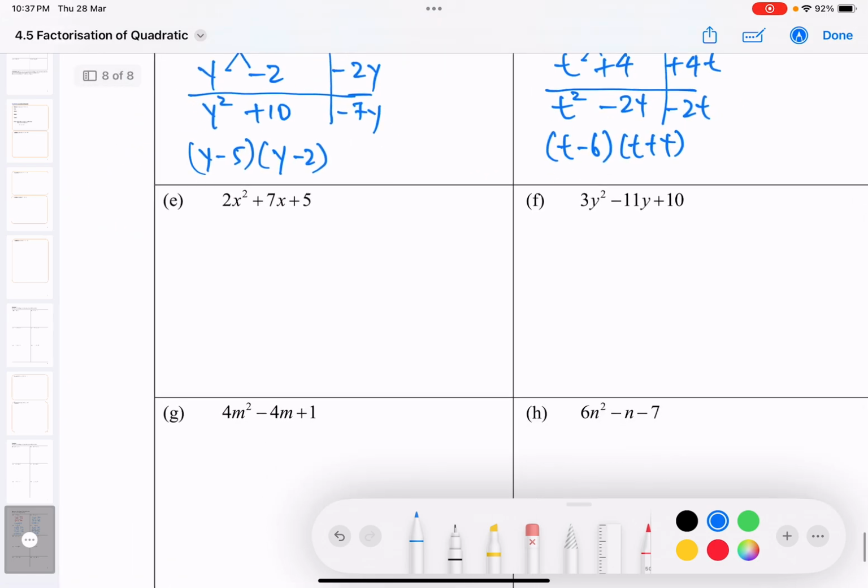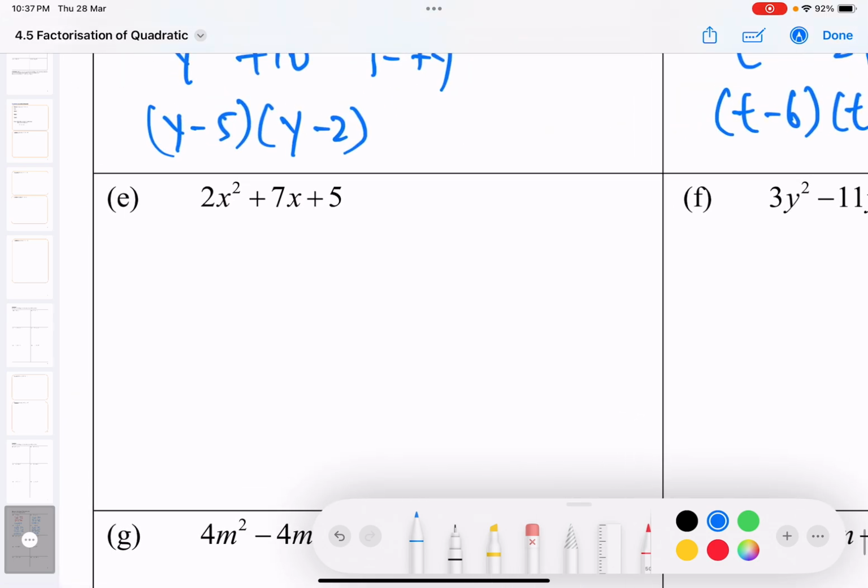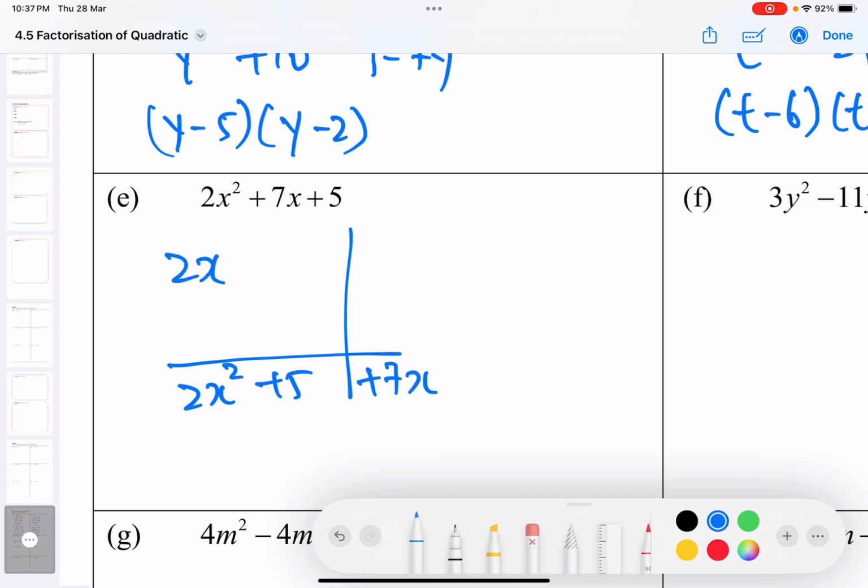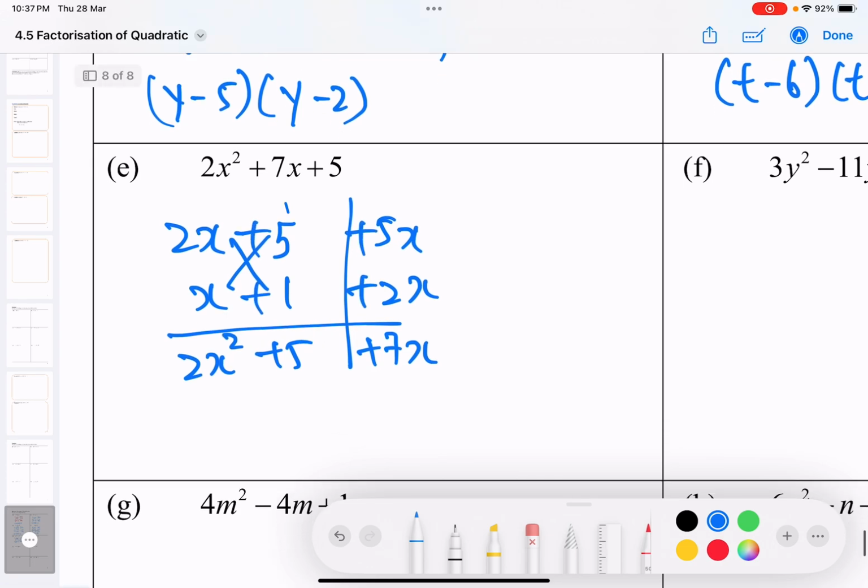Alright. Part E. This one I have a 2 now, so I need to be really careful about this. 2x squared plus 5 plus 7x. How do I get 2x squared? 2x times x. So 5, so I can have 5 times 1. I can try 5 times 1. This gives me 5x and 2x. How do I get positive 7? Both must be plus. Let's try both plus. When I multiply these two together, do I get 5? Absolutely. So this is the correct answer.